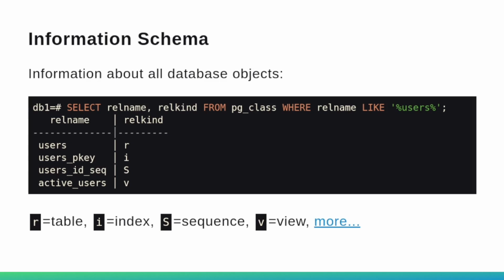Now, if we want to query all database objects, a very useful table is pg_class. As you can see, we can have different types of objects here. We have tables. These are our relation tables. We have indexes, sequences, v for views. We have materialized views and many different types of database objects in the pg_class table.